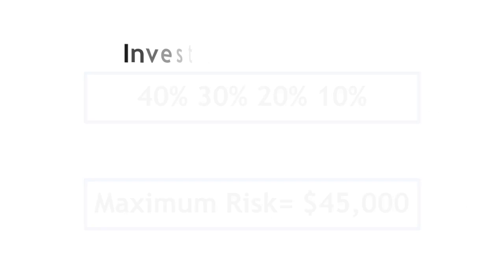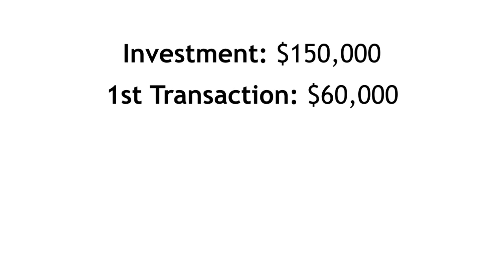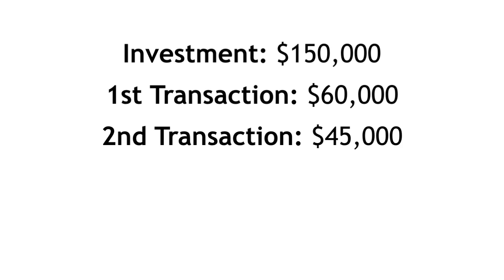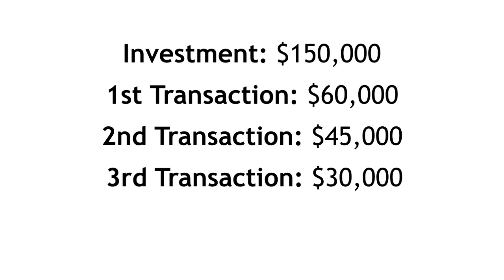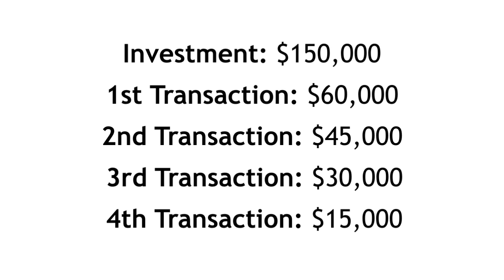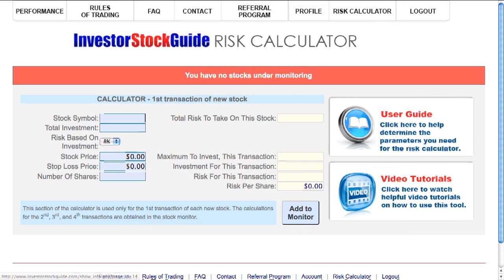Here is an example. Investment, $150,000. First transaction, $60,000. Second transaction, $45,000. Third transaction, $30,000. Fourth transaction, $15,000. Since you are an aggressive investor, the maximum you will risk is $45,000. The risk calculator will warn you if the risk exceeds this level. If this happens, you will need to adjust the number of shares manually for the risk to be under $45,000. I'll explain this later in the video.